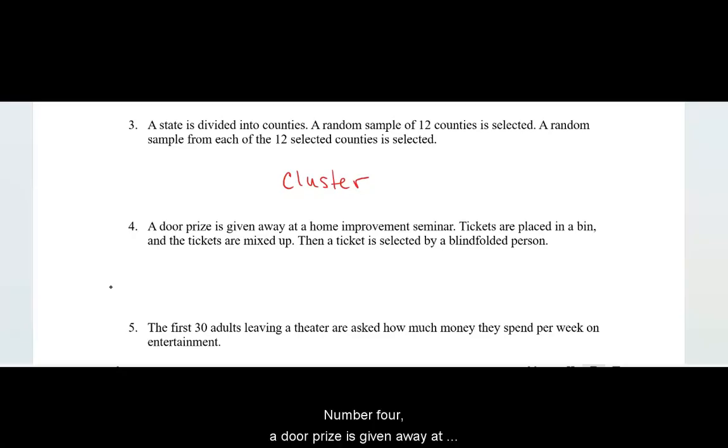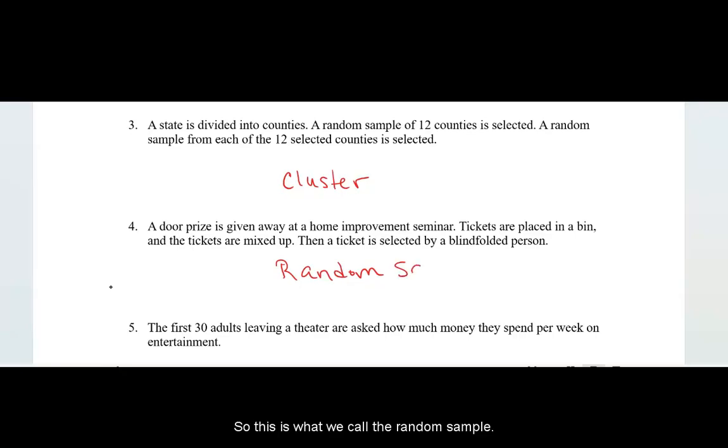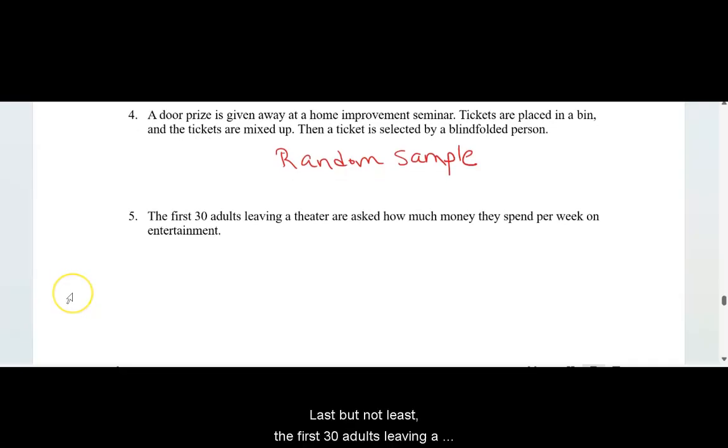Number 4, a door prize is given away at a home improvement seminar. Tickets are placed in a bin, and the tickets are then mixed up. Then a ticket is selected by a blindfolded person. So you're randomly selecting this ticket, right? You're not looking. So this is what we call the random sample. Last but not least, the first 30 adults leaving a theater are asked how much money they spend per week on entertainment. So obviously this one would be the last one we talked about, which is the convenience sample.